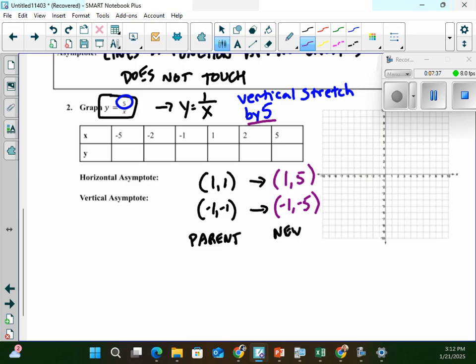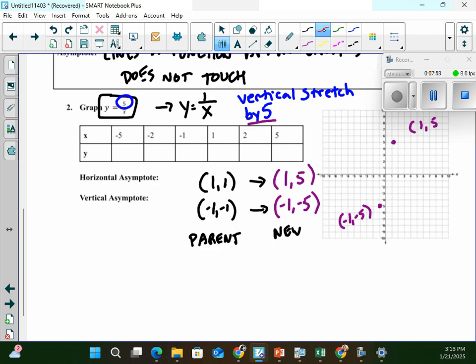1, 5, 1, 2, 3, 4, 5, and negative 1, negative 5. Now, right now, it doesn't look like we have a lot to graph this function, so we also want to make sure we consider the asymptotes.